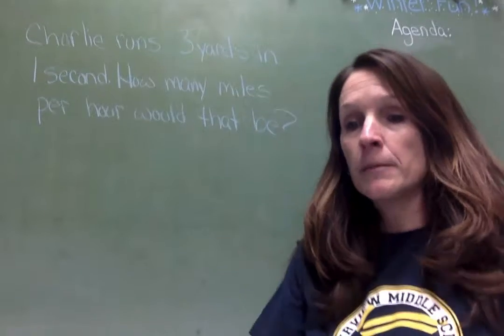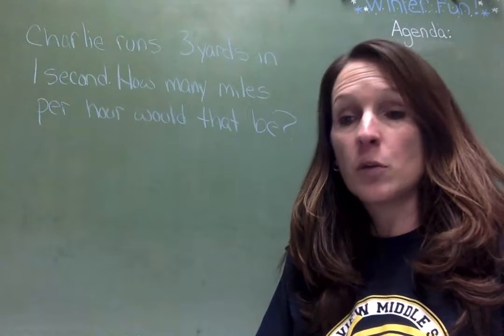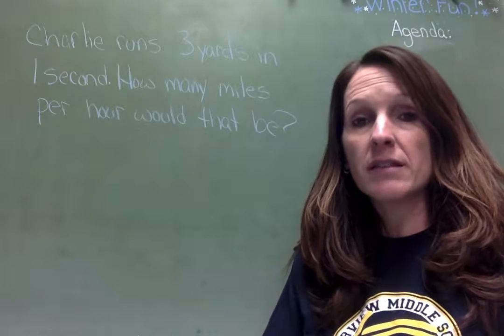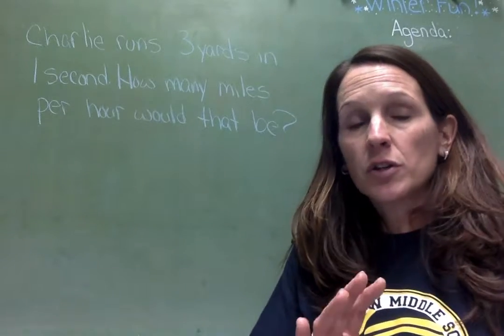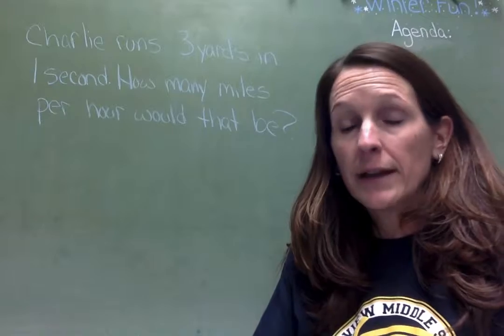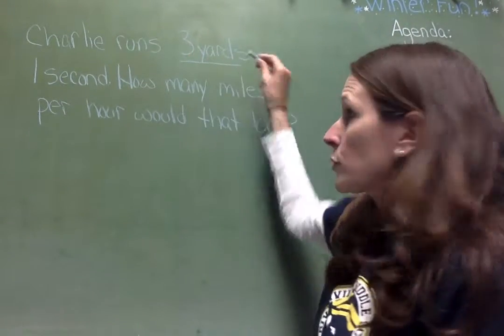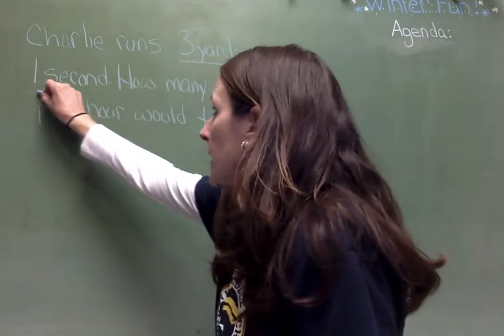So your problem says, Charlie runs 3 yards in 1 second. How many miles per hour would this be? So the first thing you need to think of is the first ratio that's given in the problem, and you write it down. So my first ratio that's given is that he runs 3 yards in 1 second.